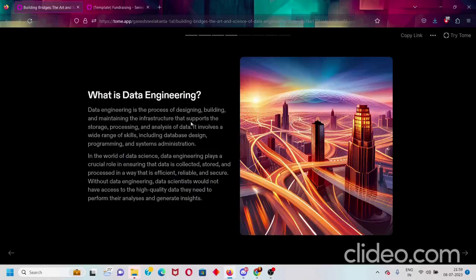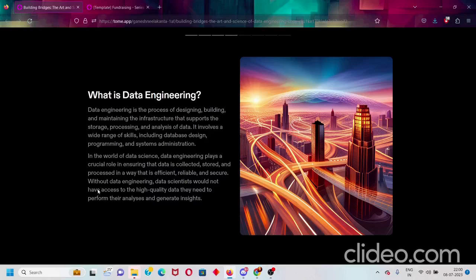So we'll go with the definition. Data engineering is the process of designing, building, and maintaining the infrastructure. What does that infrastructure mean? The infrastructure supports the storage, processing, and analysis of data. Data engineering involves many skills: database design, programming, and administration. Data engineering is a crucial role in ensuring the data is collected, stored, and processed.